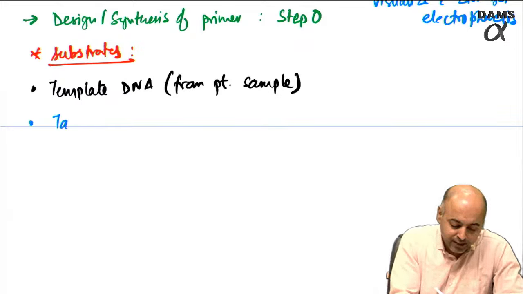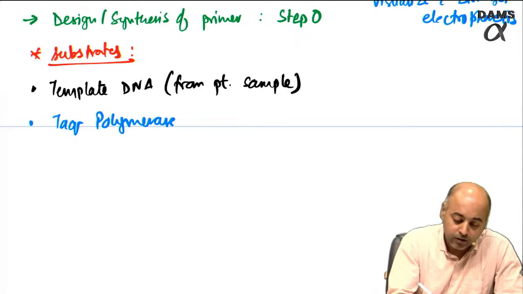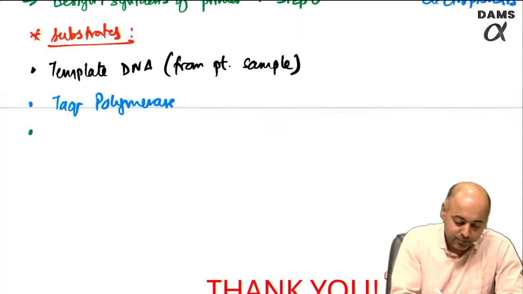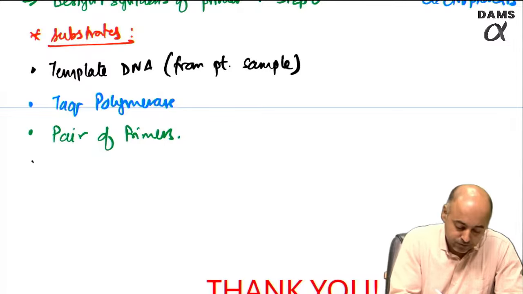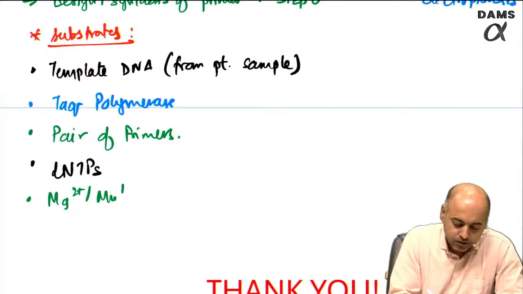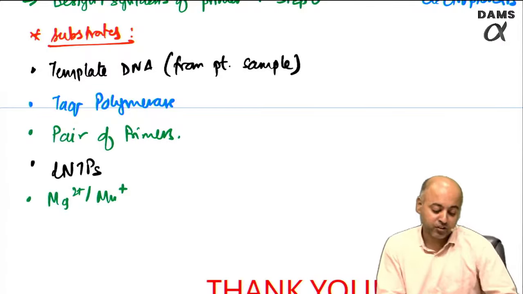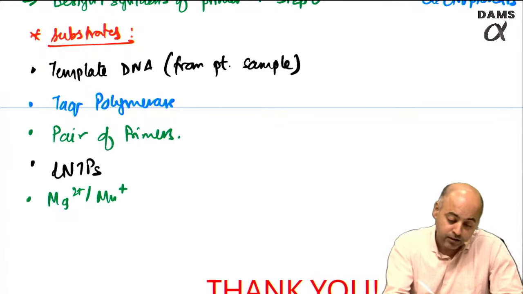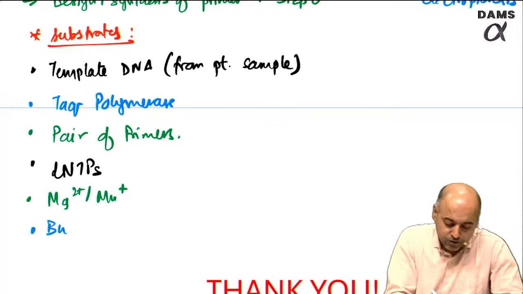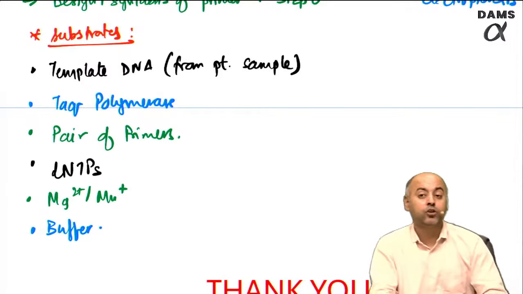Then you have the enzyme, that is the Taq polymerase. Then you have to provide the primers, always in pairs, and you have to provide the building blocks. The magnesium is the cofactor. If magnesium is not available, you can even use manganese. And lastly, the buffer to make sure the pH is maintained during the reaction.